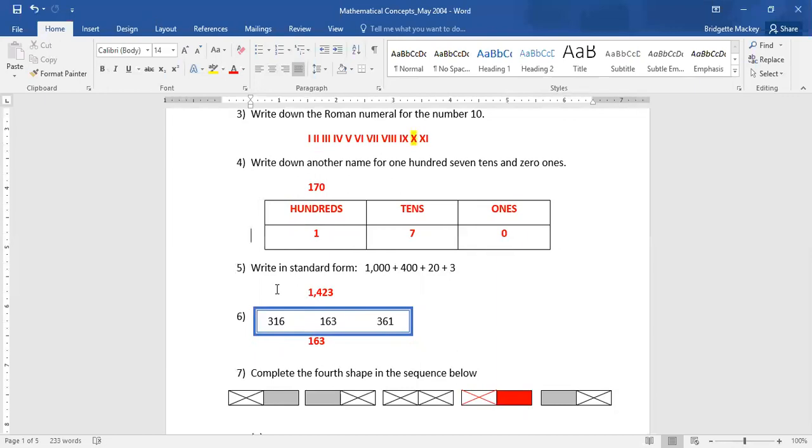And a lot of these questions right now we're dealing with numbers and number sense. So the next question, question 5, says, write in standard form, and this is giving us a number in expanded form, and they want us to write it in standard form. So basically what we would do is take each of the individual components in this expanded form. So 400, we'll line it up under the 1,000. 20, we next line up under the 400. And 3, we line up under the 20. And then we add everything up. And when we do that, we get 1,423.